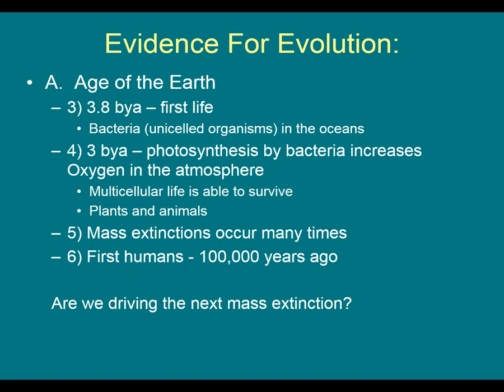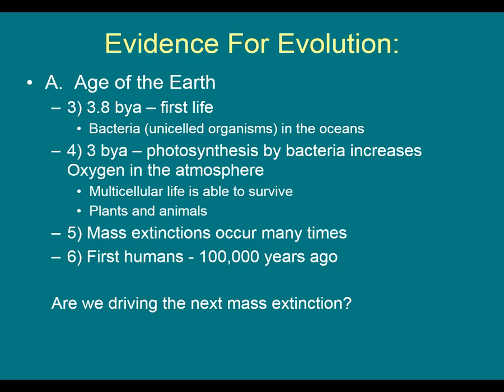About 3.8 billion years ago, we find our first life. Bacteria were unicellular organisms that were found in the oceans that eventually developed into photosynthetic bacteria. This photosynthetic bacteria used photosynthesis, which created oxygen as a byproduct as it broke down water, and that got released into the atmosphere, which paved the way later for organisms to go on land.